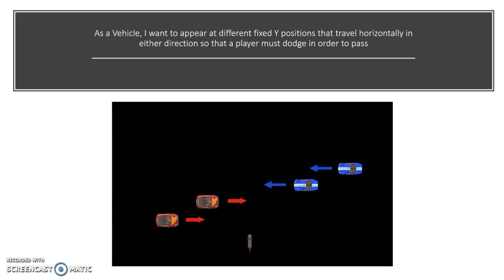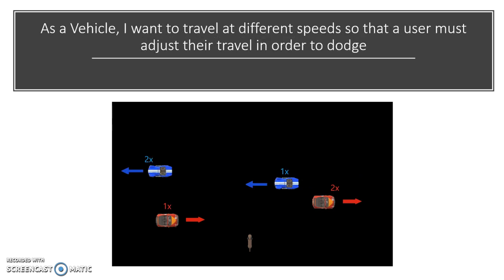As a vehicle, I want to appear at different fixed Y positions and travel horizontally in either direction so that the player must dodge in order to pass. As a vehicle, I want to travel at different speeds so that the user must adjust their travel in order to dodge.